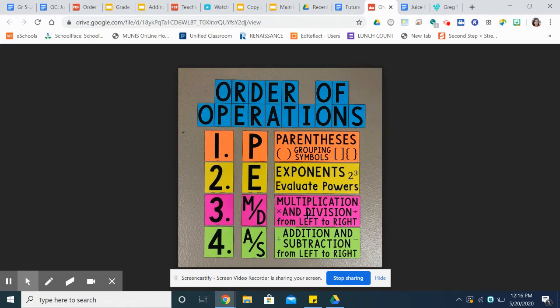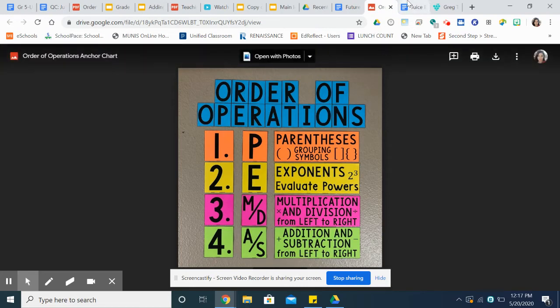Now, this is the important part. You need to move left to right. So if you do see multiplication or division and there are some problems with multiplication or division on the left and right, you need to start with the ones on the left-hand side. Then finally, addition and subtraction, and the same thing goes for these two: left or right.